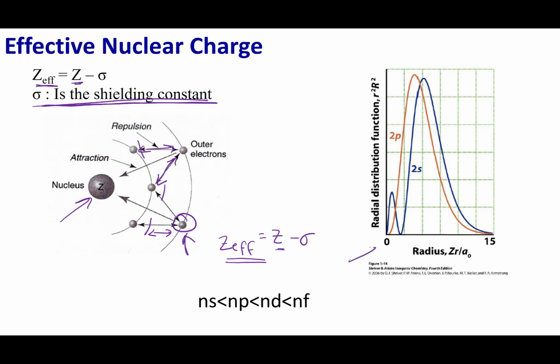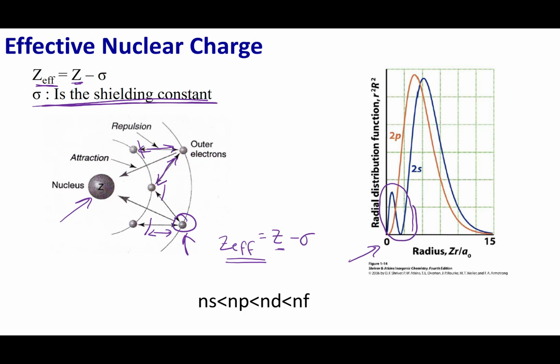Now, if we look at the probability distribution of a 2p and a 2s electron, you will see that the 2s electron approaches the nucleus very closely.